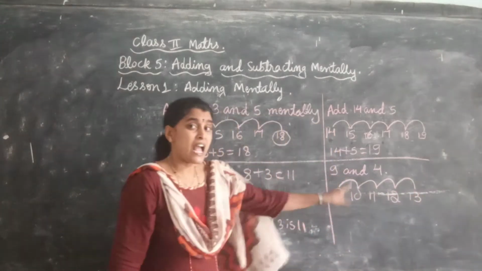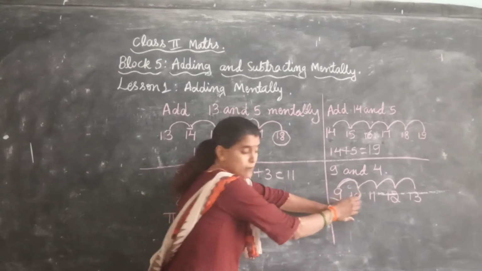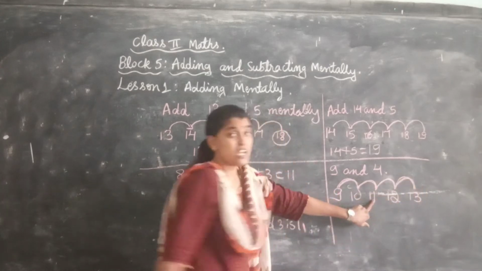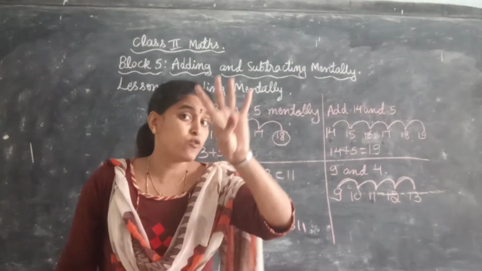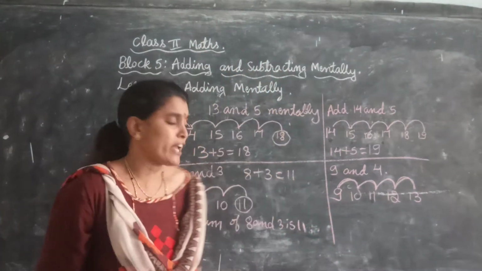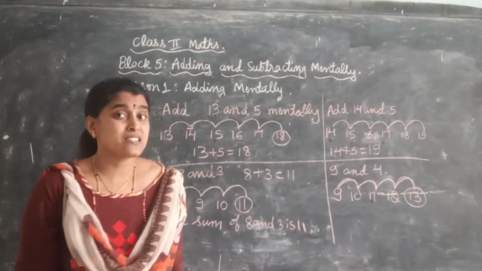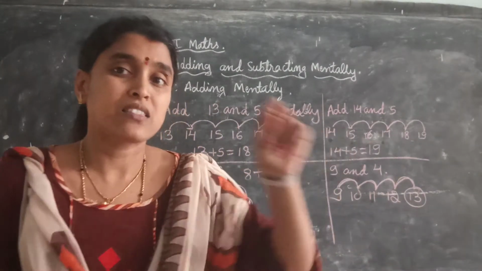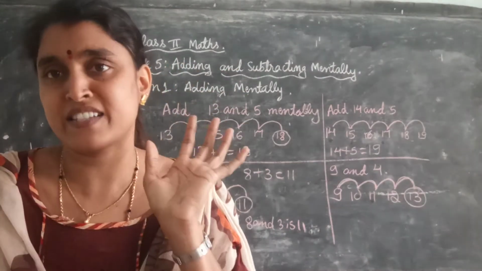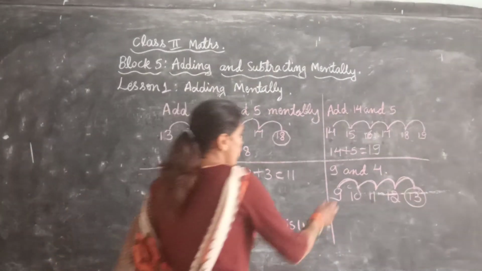See here, I have counted 4 times. See the arrow mark from here to here, 1 time. Here to here, 2 times, 3 times, 4 times. Here I have counted by 1 four times because 4 is the smaller number. So what is the last number we got there? The last number we got in that series is 13. The number we count last is the answer.